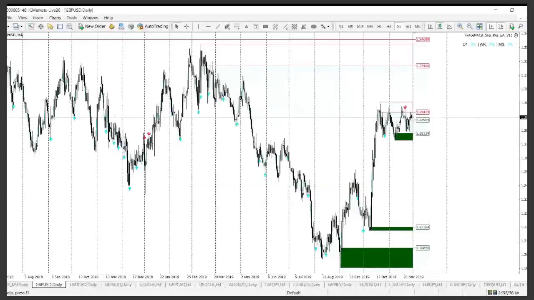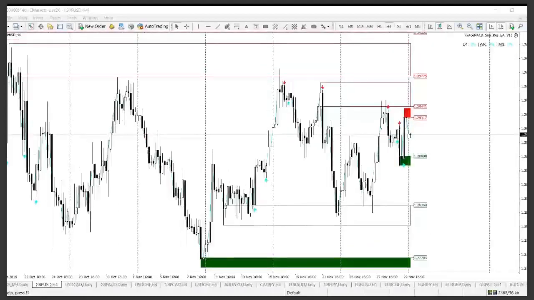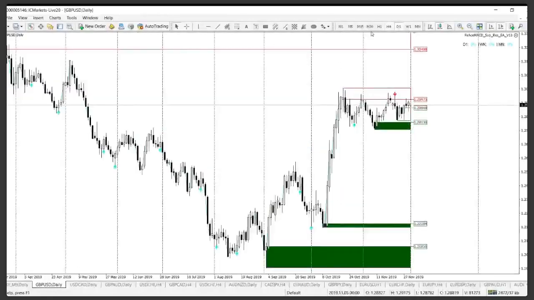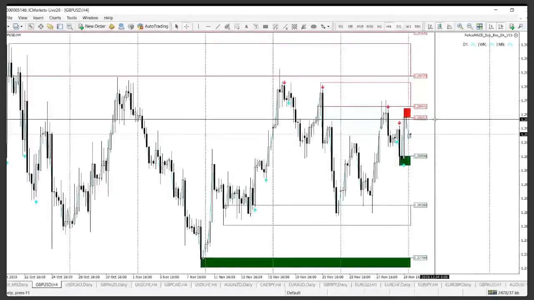What you want to be doing is looking for daily zones that are untested, which is here, and 4-hour zones inside those. At the minute, where you want to be trading on the pound is this dark green area on the daily chart at 1.28, 1.30, where you'd want to buy. And possibly sell at 1.2930, but your stop loss will have to be above the zone here.